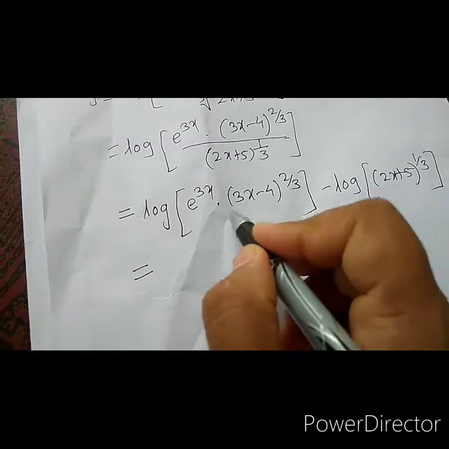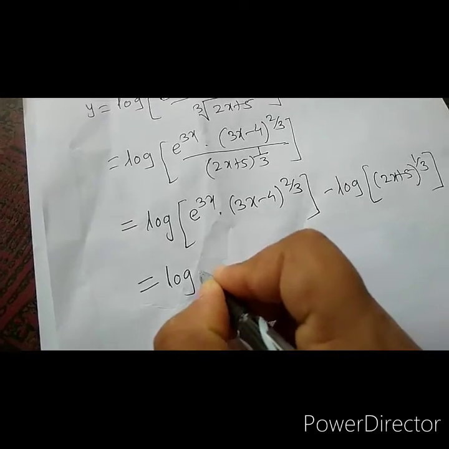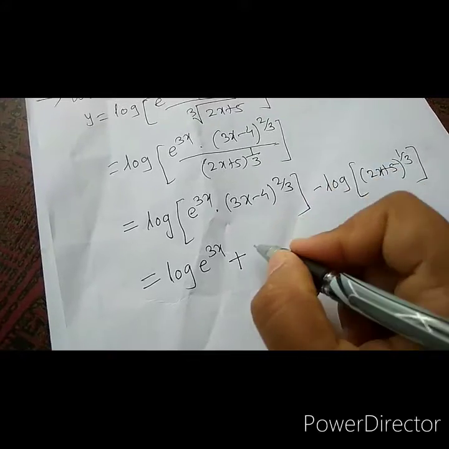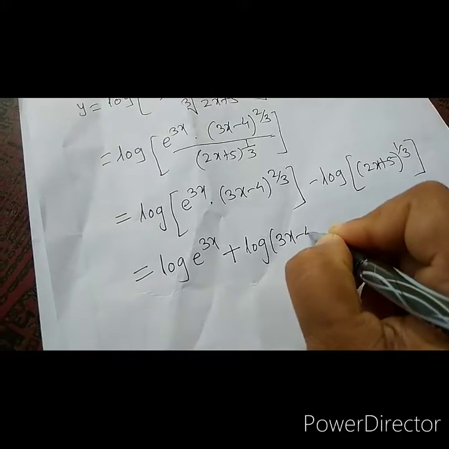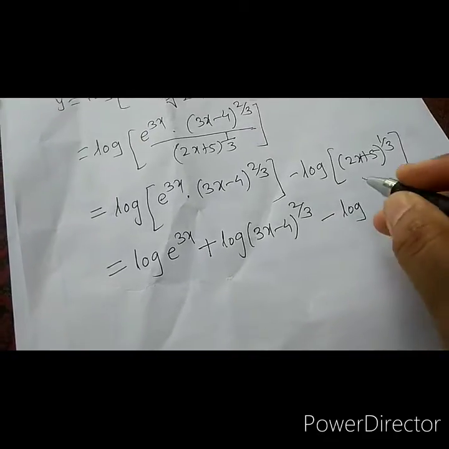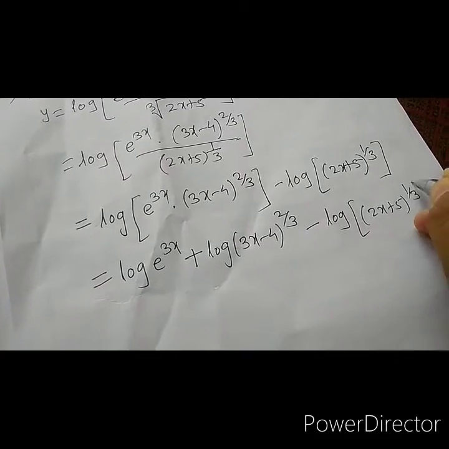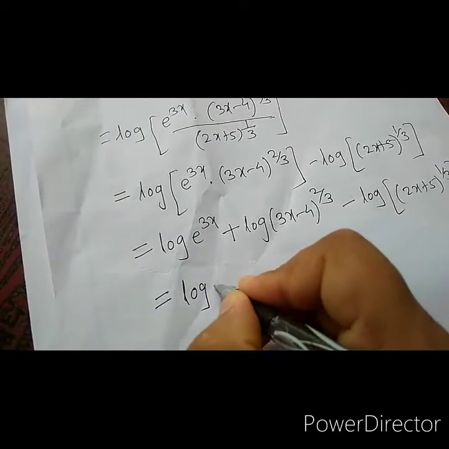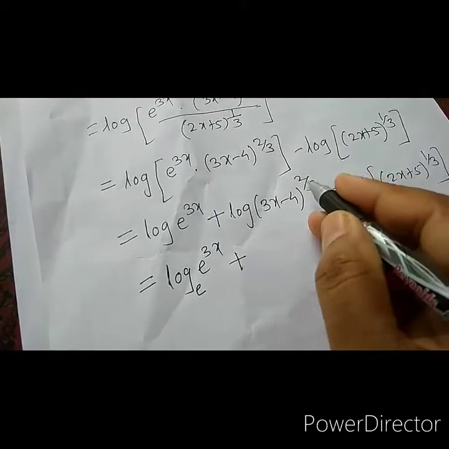Here two terms are multiplied to each other, so by giving log of e raised to 3x, in multiplication we can give sign plus log of (3x minus 4) raised to 2 upon 3, minus log of (2x plus 5) raised to 1 upon 3. Here log of e raised to 3x, base is e, plus 2 upon 3.